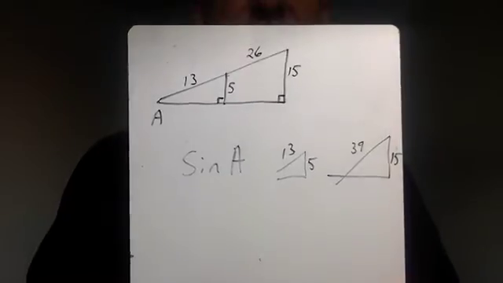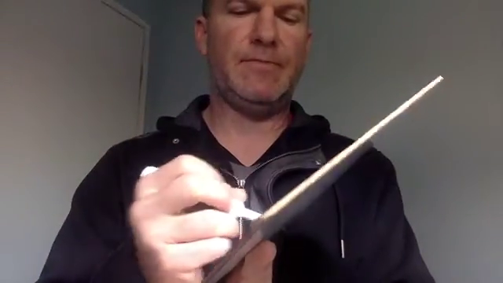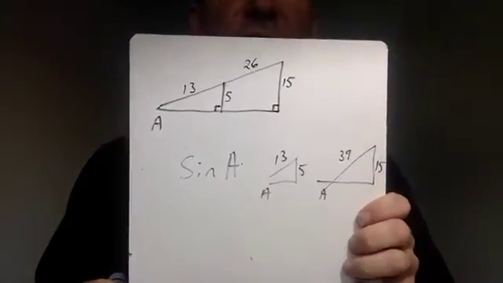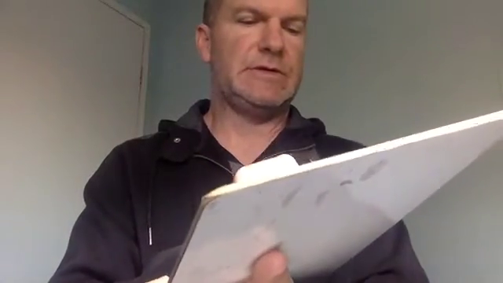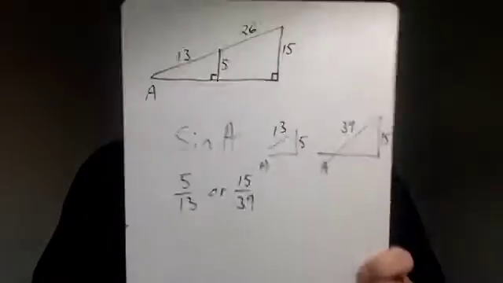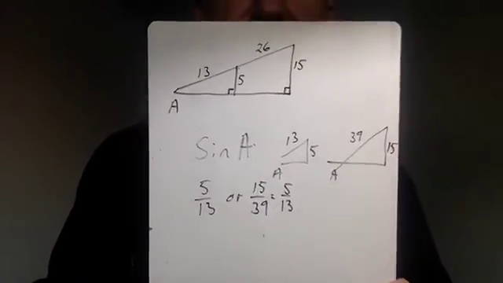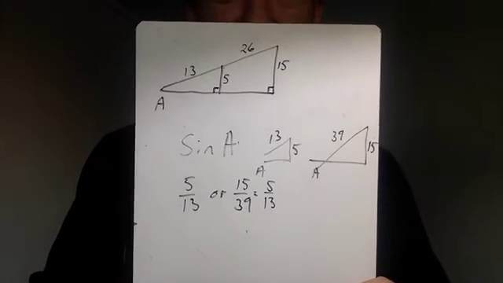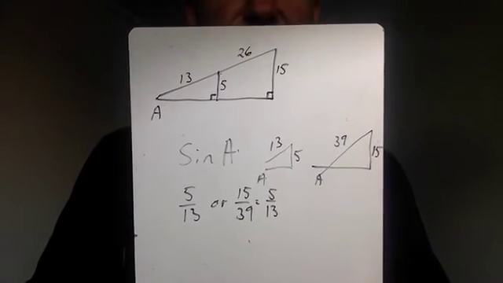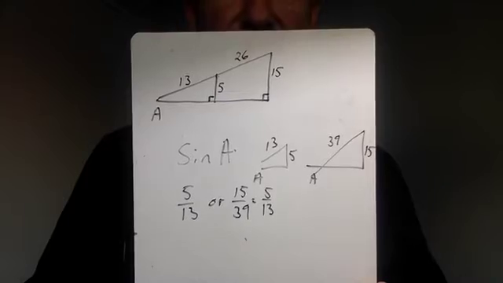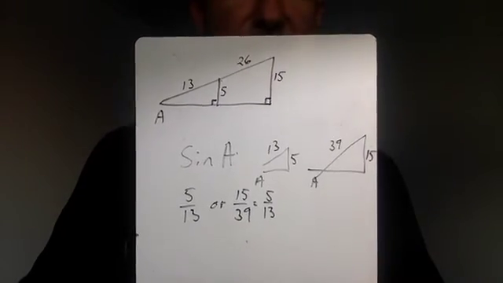So sine of A, what's the right answer? This is A in both of them. Is it 5 over 13, or is it 15 over 39? Well, this one reduces. 3 goes into both those numbers evenly. How many times does 3 go into those? 5 and 13 times. So, oh, it doesn't matter. They're both the exact same thing. And that's what happens with similar triangles. If you have similar triangles, the sine, the cosine, and the tangent does not change. So it doesn't matter which triangle you pick.